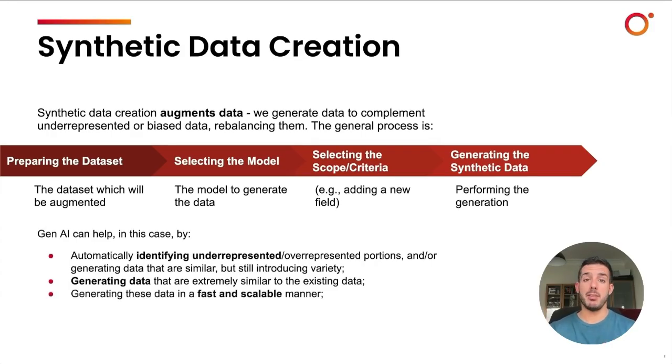And possibly more than anything else for this use case, generative AI is good at generating these additional data in a fast and scalable manner, because doing it with another type of model or with human effort would take time. But with generative AI, you can simply copy-paste the dataset and say, hey, generate 10 more entries like these, and possibly give it additional criteria or instructions, and in a couple of seconds, depending on the computational power of your system, you will have the answer.